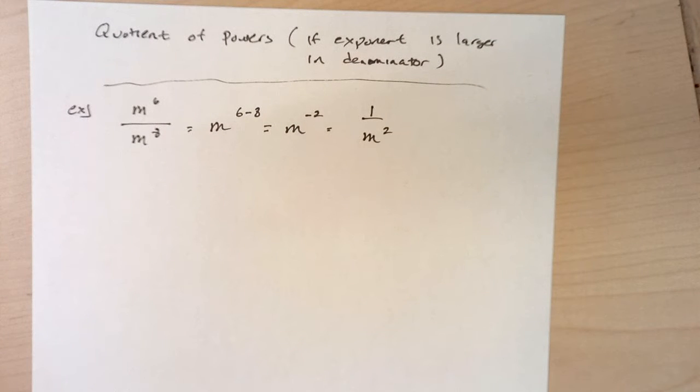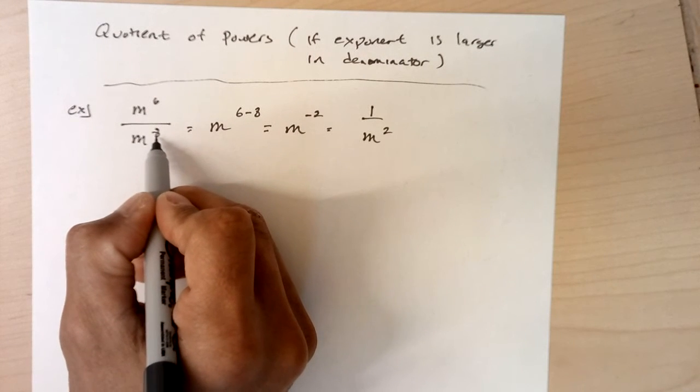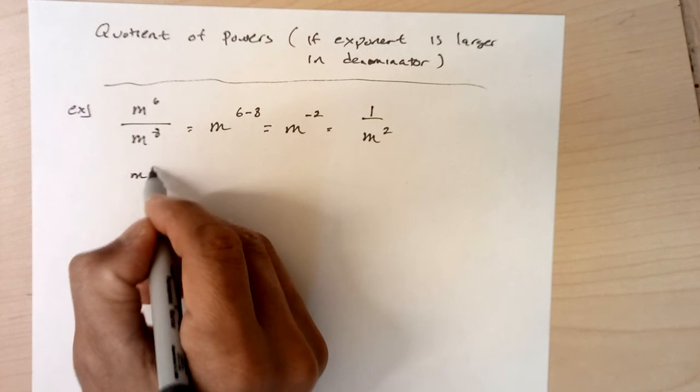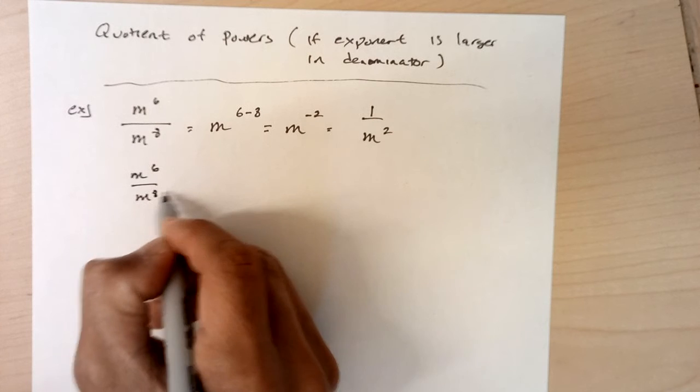Okay, another way is if I take the exponent of the denominator and subtract the numerator's exponent. If you notice that the exponent is larger in the denominator, that's where the base should end up, because here's really what's going on. M to the 6th over m to the 8th.